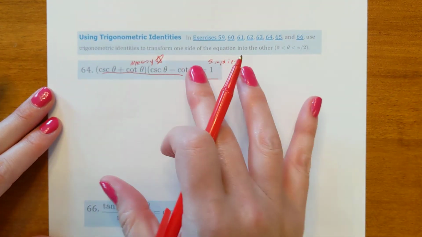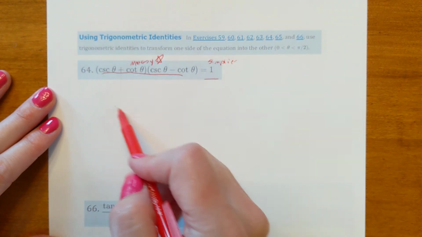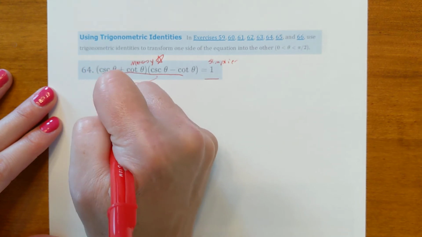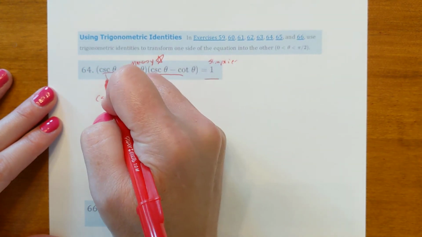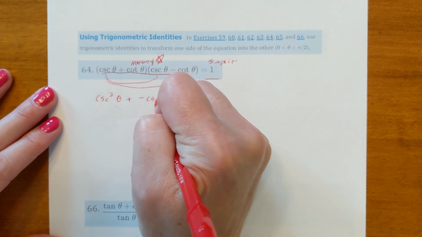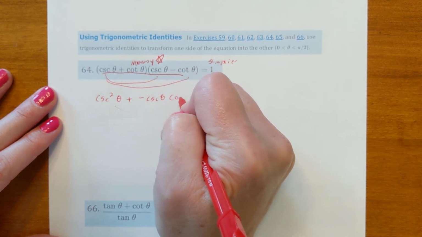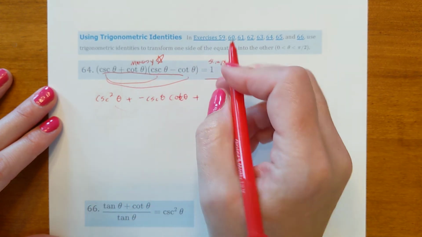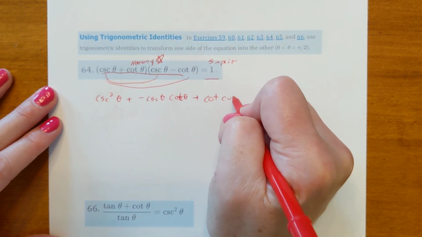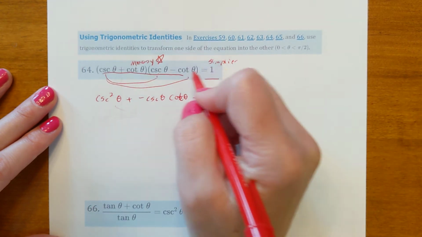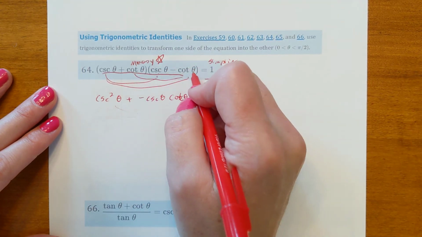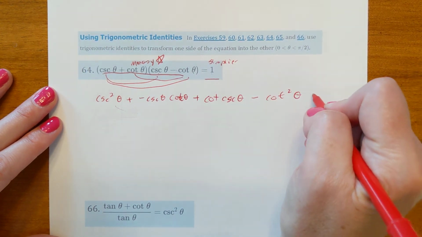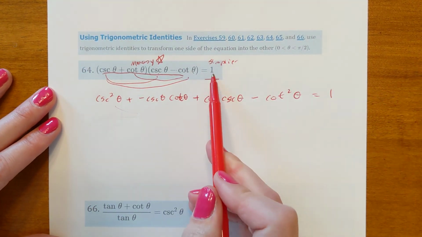So hopefully it pops out at you that we're going to do foiling on it. So cosecant times cosecant is cosecant squared theta. And then on the outside we got minus cosecant theta times cotangent theta. And then doing the inside we have cotangent times cosecant, so plus cotangent times cosecant. And then last of all, cotangent times cotangent, and it was a minus and a plus, so it makes it minus cotangent squared. All that's equal to, on the other side, 1.